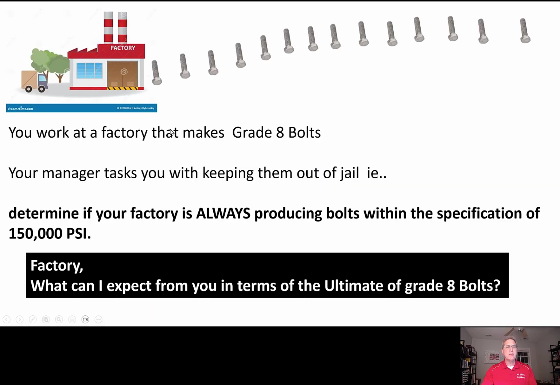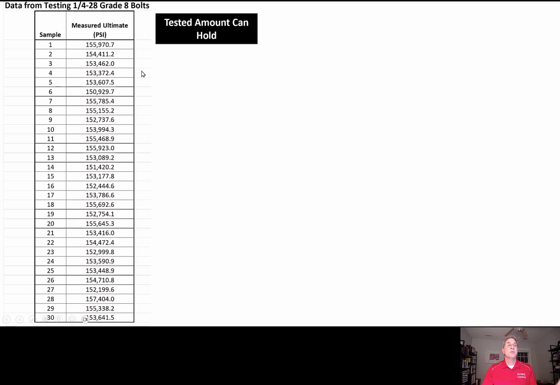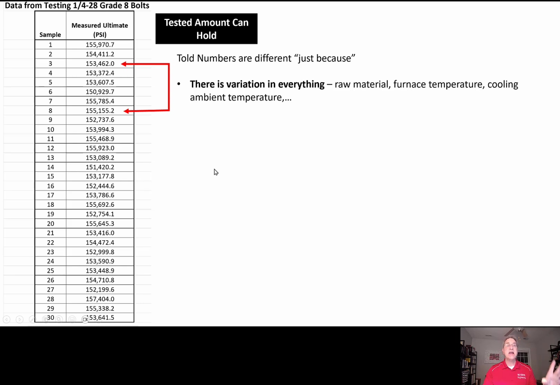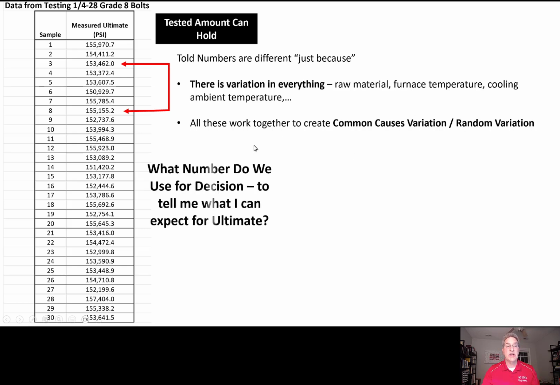So you remember the example that we had, our factory makes the bolts. Our boss wants to know if he's going to jail or not. So we went and we took data. The first thing we did is we said, why are those two different? And we were told they're different just because. There's variation in everything. We understand that. And all those work together, in this case, to create common cause variation or random variation.